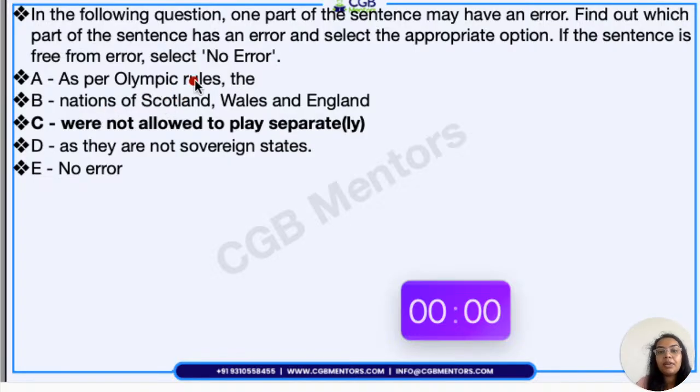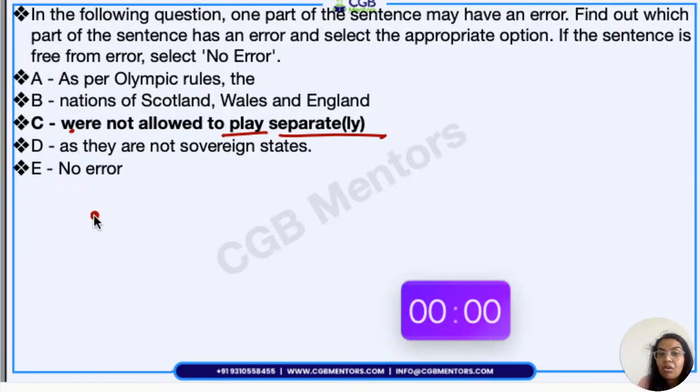As per Olympic rules, the nations of Scotland, Wales, and England, because there are three nations, that's why nations, were not allowed to play separately.